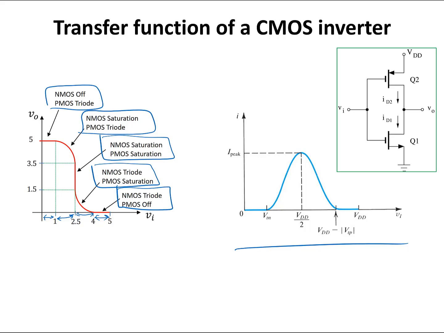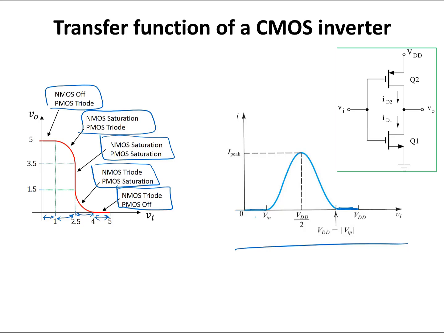And the graph on the right, this one shows the ID current for this CMOS circuit. When VI is less than threshold voltage of NMOS, because ID1 is 0, ID2 is also 0, so I is equal to 0. In this range, there is no current flowing in the circuit. And when VI is greater than VDD minus threshold voltage of PMOS, ID2 is going to be equal to 0 because Q2 is going to turn off.